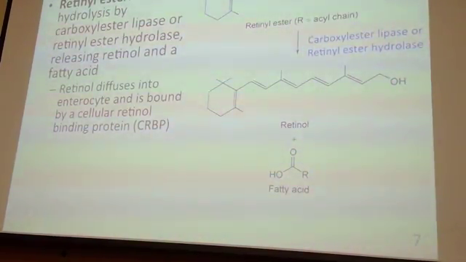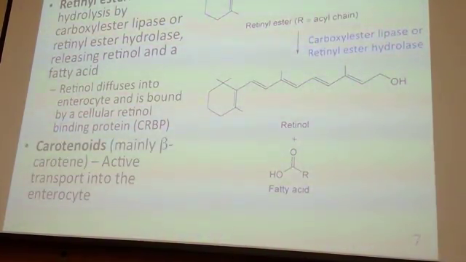So this is what would happen, right, for things like triglyceride or cholesterol esters, also in our diet. So very similar. So then these free molecules can then be taken up by our enterocytes. So retinol will diffuse into the enterocyte and will be bound by a cellular retinol binding protein, abbreviated CRBP. And our fatty acid can be taken up by other routes like CD36 transporter, right?